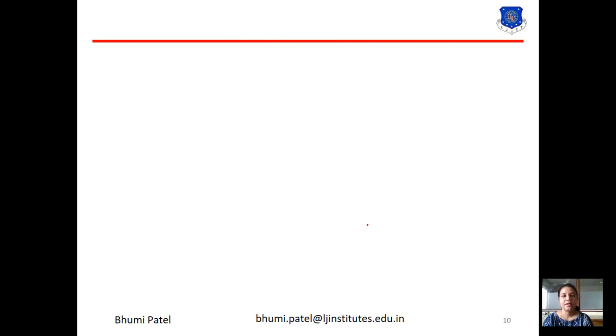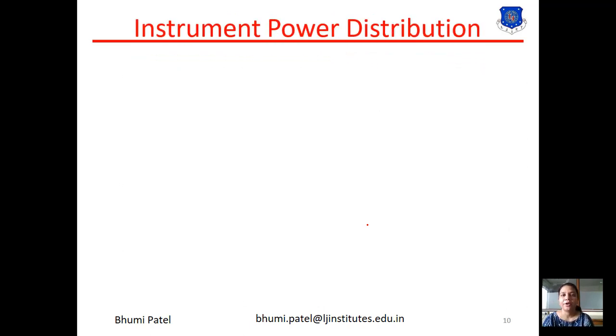Okay, now next one is the instrument power distribution. So we have different instruments. So power distribution is the most important factor in the control panel. So first one is the design reliability. The method of distributing instrument power to individual users is a major factor of the design reliability.